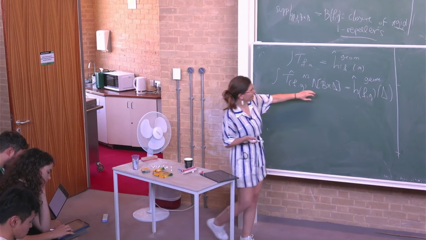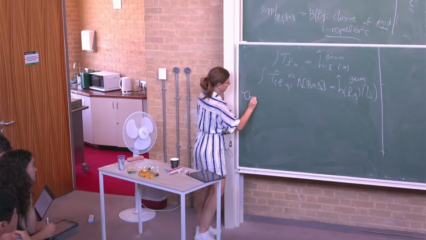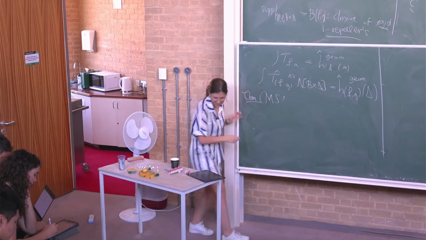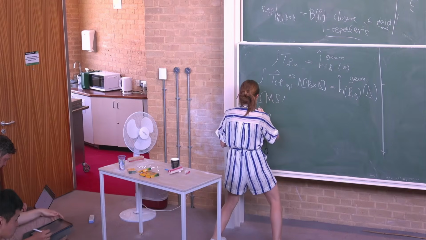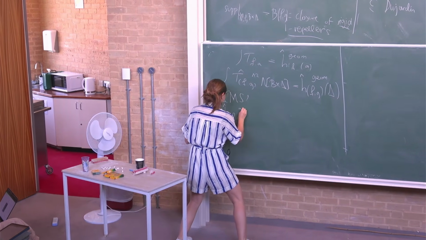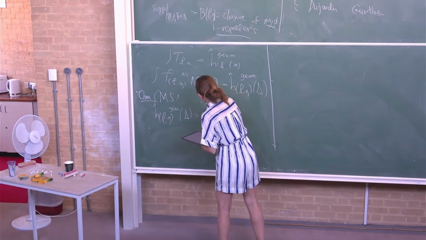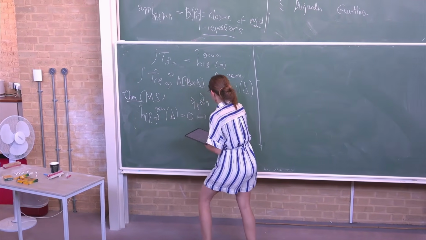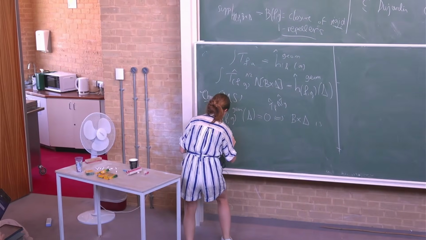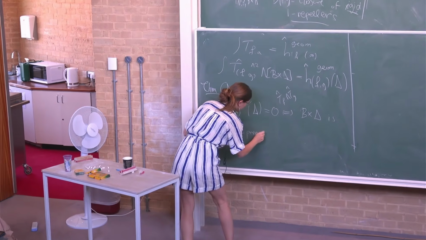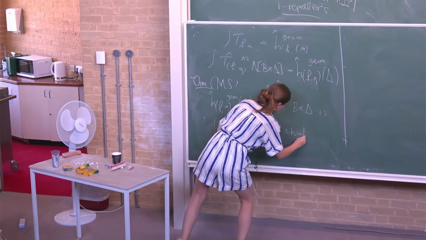So in a way, we are trying to understand when this canonical height is 0. Theorem: the geometric canonical height is 0 if and only if, so this is the same as our condition, B cross delta is FG preperiodic or isotrivial.